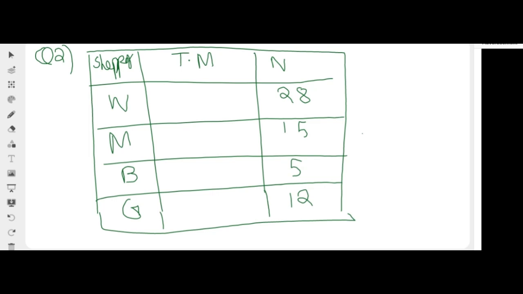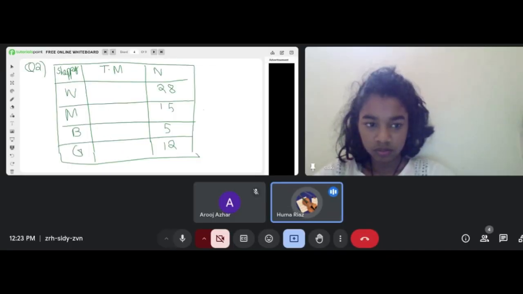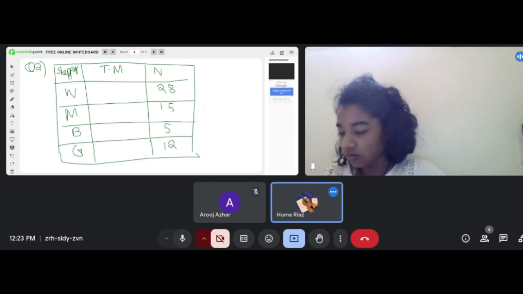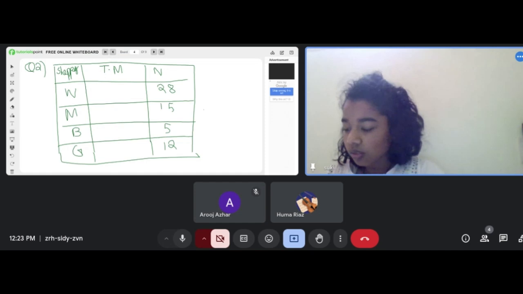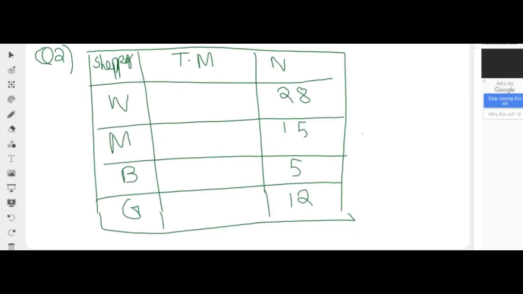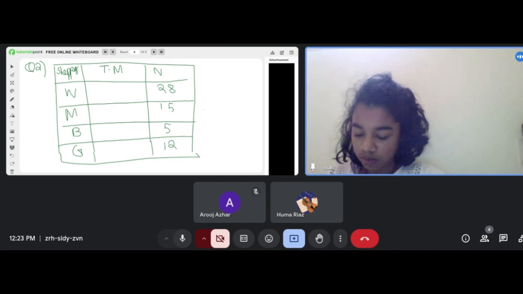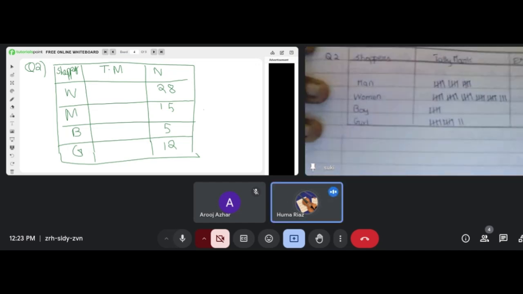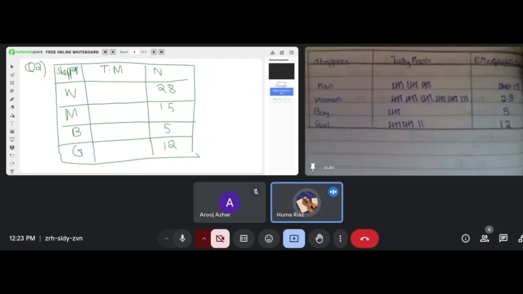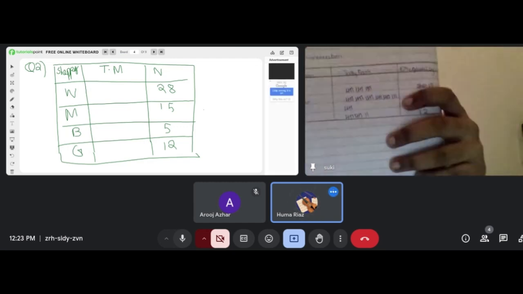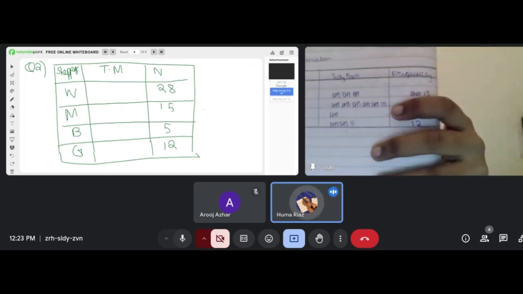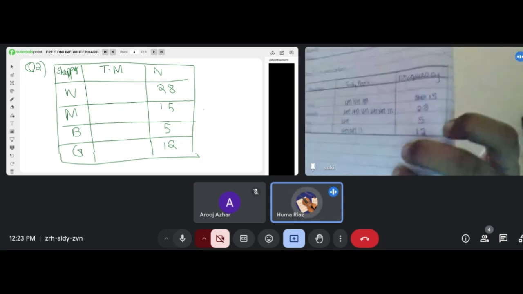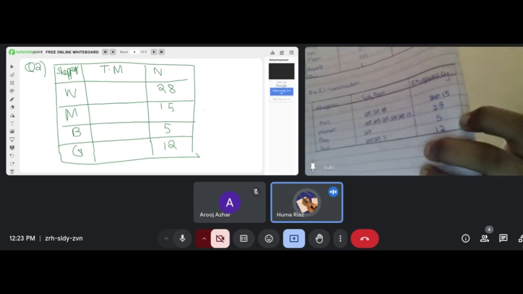Show the first question's tally marks on the screen. Question number 1, tally marks. Question number 2, tally marks. Here's question number 2, table of tally marks. First one is women are 28. Women are 28, men are 15, boys are 5 and girls are 12. Yes, very good. And then the tally marks are done.